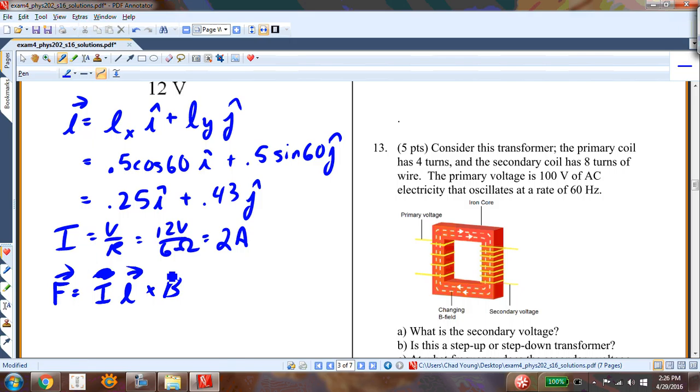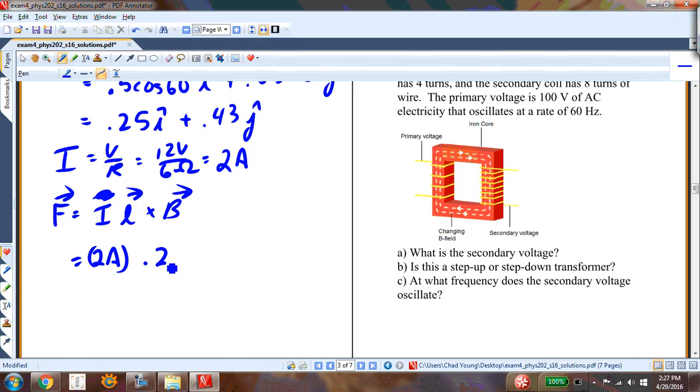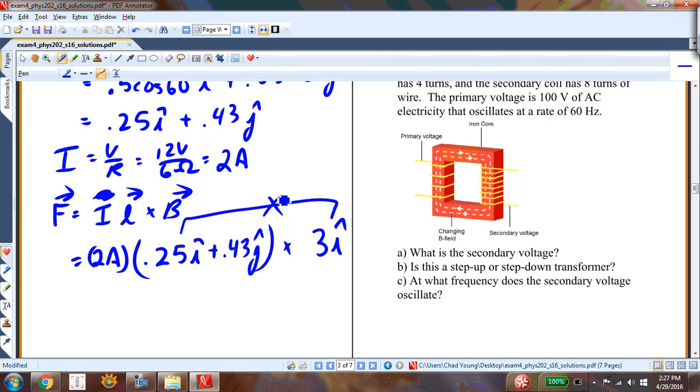So my force is 2 amps times L, which is 0.25 I plus 0.43 J, crossed with my magnetic field, which is 3 I. All right, these two, the cross product will be 0, so I'm not going to include that. So I have 2 times 0.43 times 3 times J cross I.